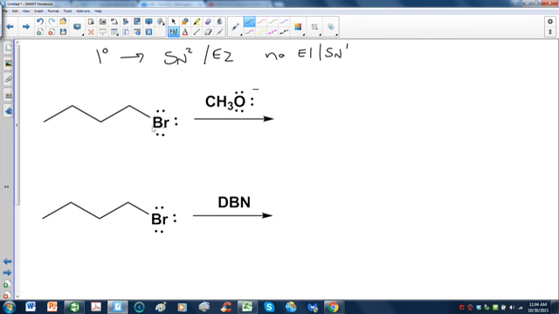Let's look at this guy first. We have a primary substrate, which you know from what you've seen before favors Sn2 and does not favor E2, because it's only going to give a mono-substituted alkene.